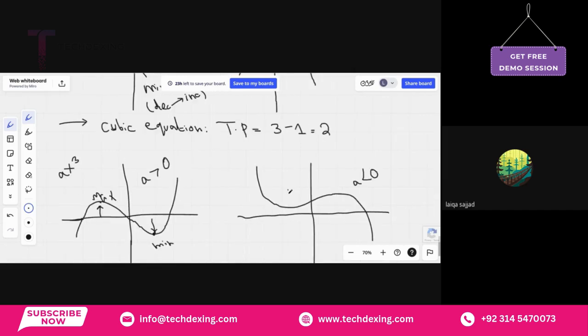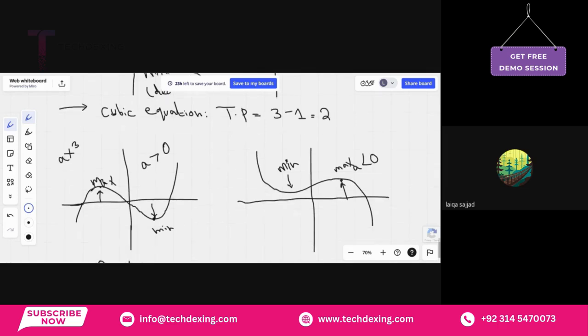Similarly, we will have one over here and one over here. And which of these is the maximum? The right one. Yes, the right one. This is the maximum, and the other one is the minimum. So you can see that if the coefficient with x cube is positive, we have a maximum and then minimum. And over here, we have a minimum and then a maximum.